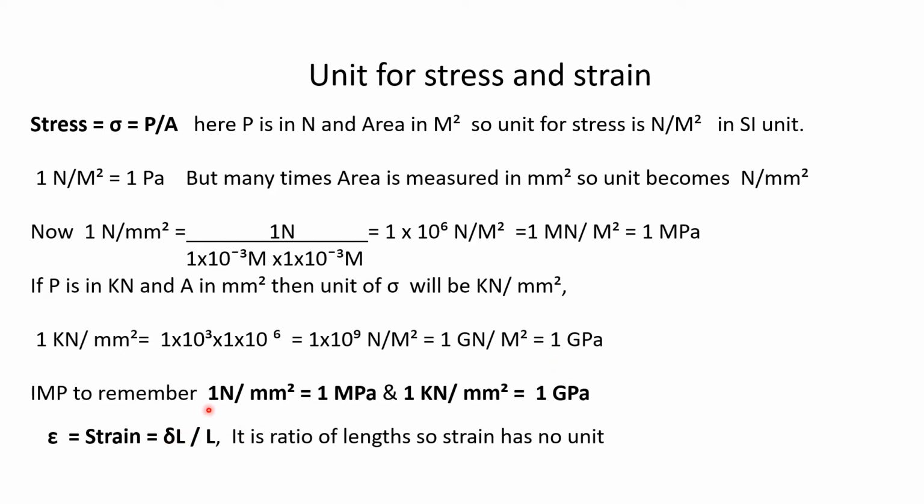So what is important to remember is 1 Newton per mm square is 1 megapascal and 1 kilonewton per mm square is 1 gigapascal. Now the strain is delta L upon L. Now this delta L is also length and L is also length. So it is a ratio of 2 lengths. So it has no unit.